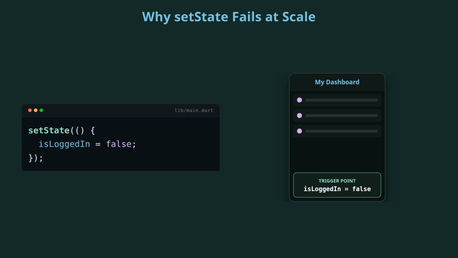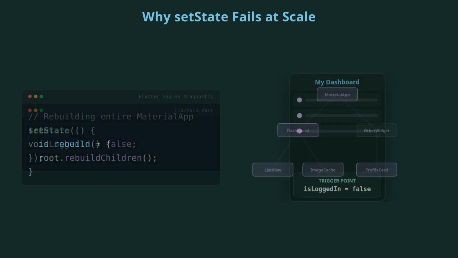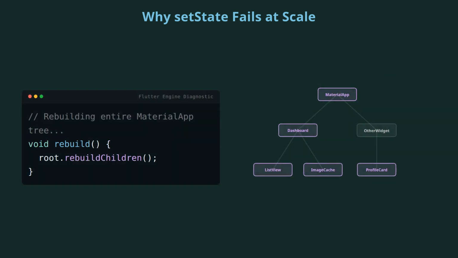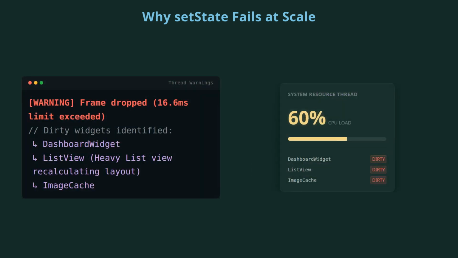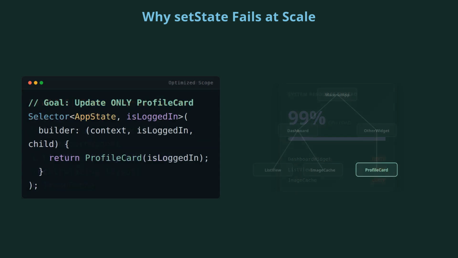To make matters worse, you decide to use setState at the root level to rebuild the app when the user logs out. But let us look at the visual representation of this execution. Flutter is forced to rebuild the entire widget tree from the root down. Your heavy dashboards, your complex list views, your network image caches, and your active animations, everything gets marked dirty and gets completely rebuilt, even though only the tiny profile card needed to change. The setState method is a heavy hammer, and at production scale, it ruins frame times.